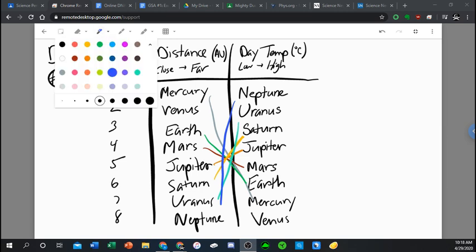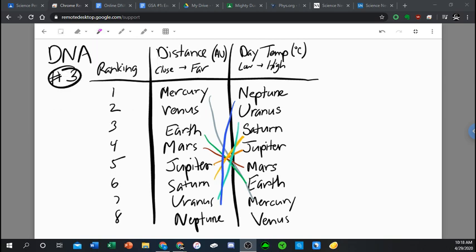Venus is the hottest planet, but it's not the closest. Venus is once again an outlier. Why is Venus an outlier?